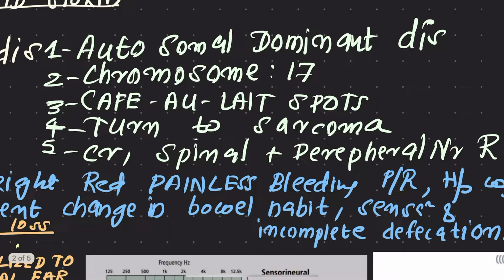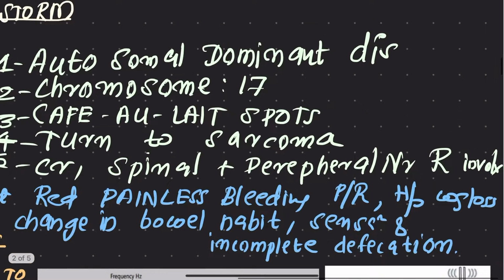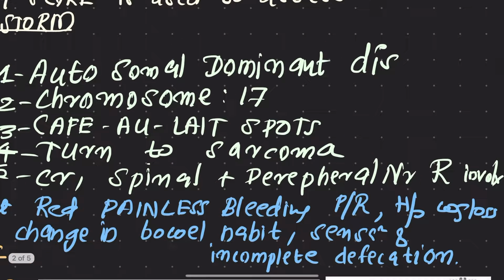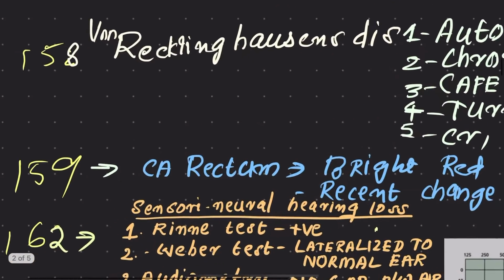And these types of swelling have a tendency to convert to sarcoma or malignancy. Fifth, it has an involvement with cranial nerves and is associated with the spinal nerves, and peripheral nerves are also involved in this disease.